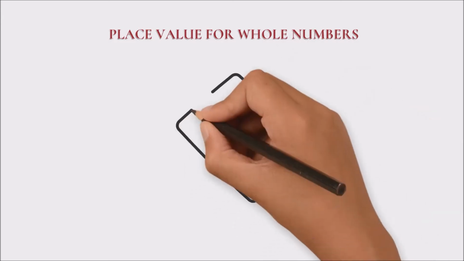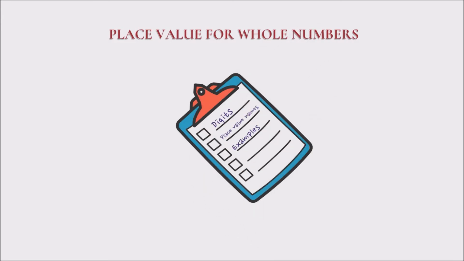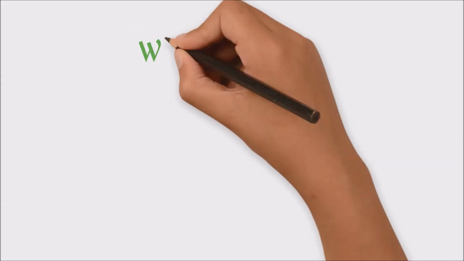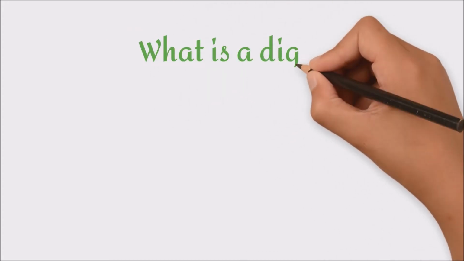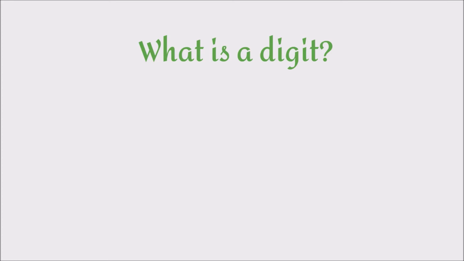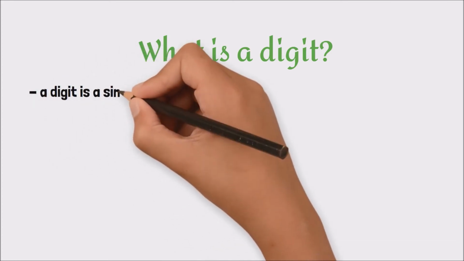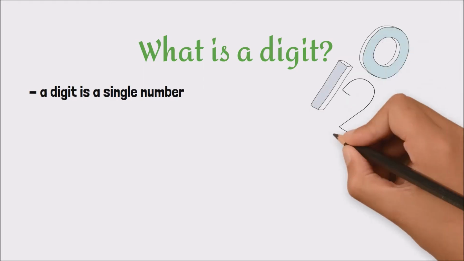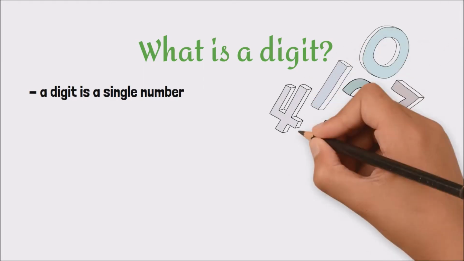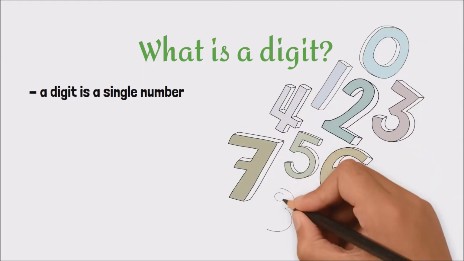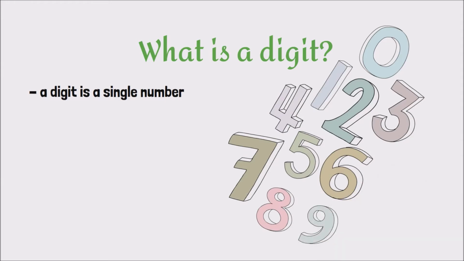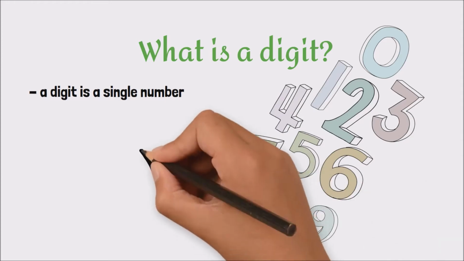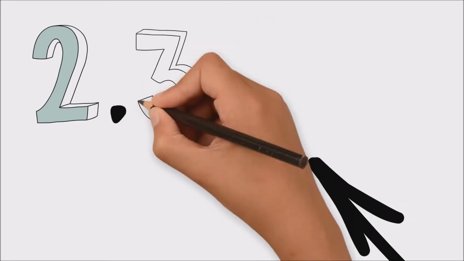Hey guys, for today's video we'll be looking at place value names for whole numbers, but let's start by looking at the word digit. Now a digit in mathematics is used to define a single number. There are 10 digits in math: 0, 1, 2, 3, 4, 5, 6, 7, 8, and 9, and they are used to create all the different types of real numbers that exist.